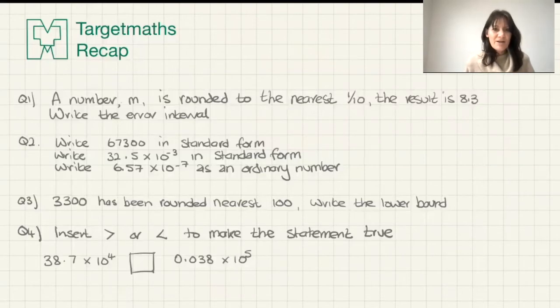Hi, okay, welcome to session 3. We're going to be using the skills we developed last session with calculating in standard form. You've got a recap of 4 questions to do, so hit pause and press play when you are ready to see those answers.